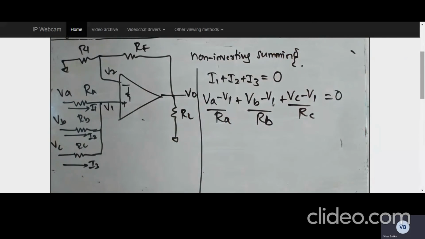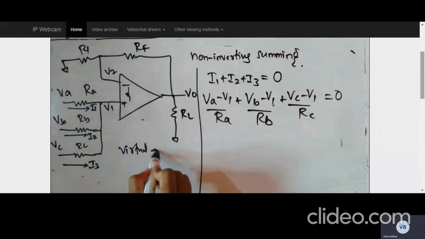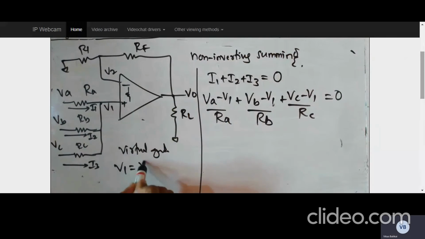But can I apply the concept of virtual ground? From the concept of virtual ground, can I say V1 is equal to V2? So if I know V2, then I can equate it to V1, and say that V1 has the same value as V2. In that scenario, what is V2 then? V2 can be obtained by using the voltage division formula. V2 is equal to R1 multiplied by V0 divided by R1 plus RF, isn't it so?